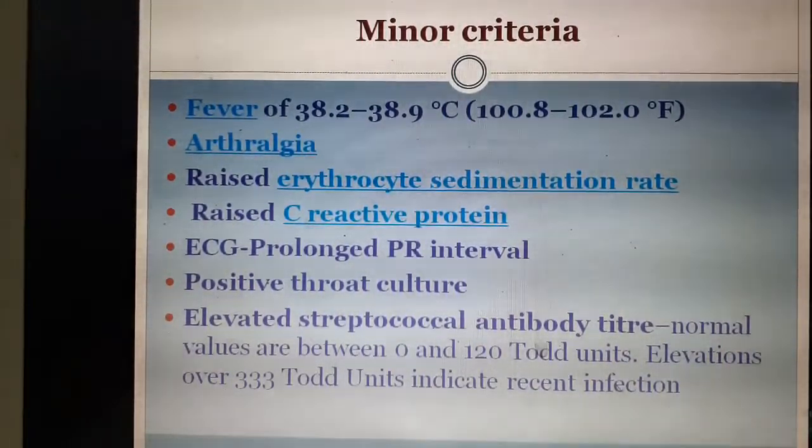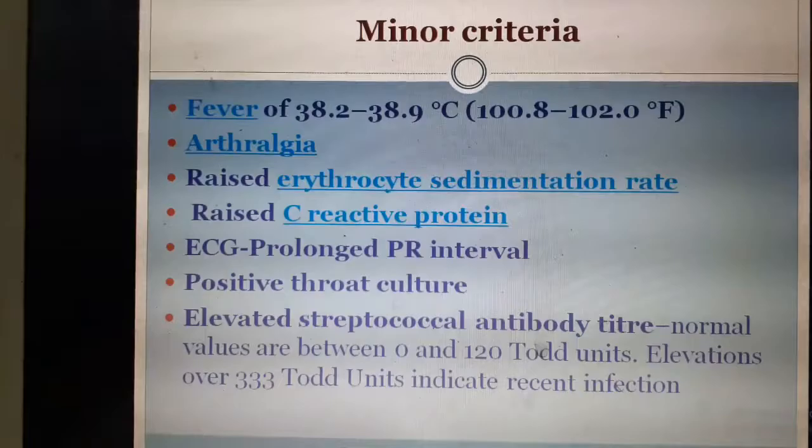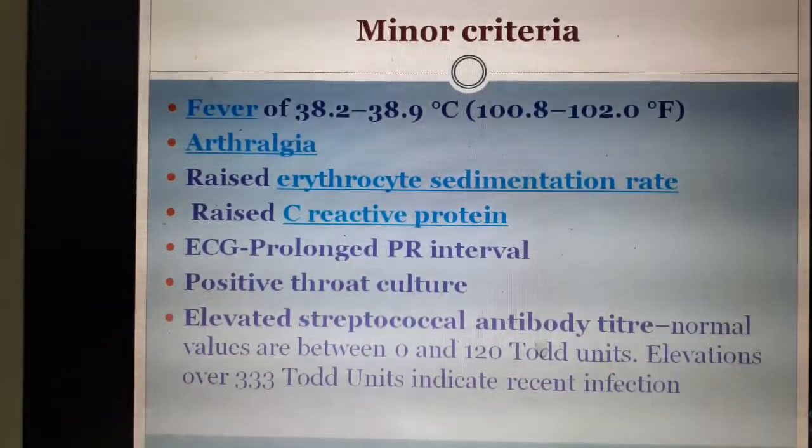Now we'll go on to the minor criteria. They can have fever of 38.2 to 38.9, that is 100.8 to 102 Fahrenheit. Arthralgia, which is generalized joint pain, and a raised erythrocyte sedimentation rate, which is suggestive of inflammation.